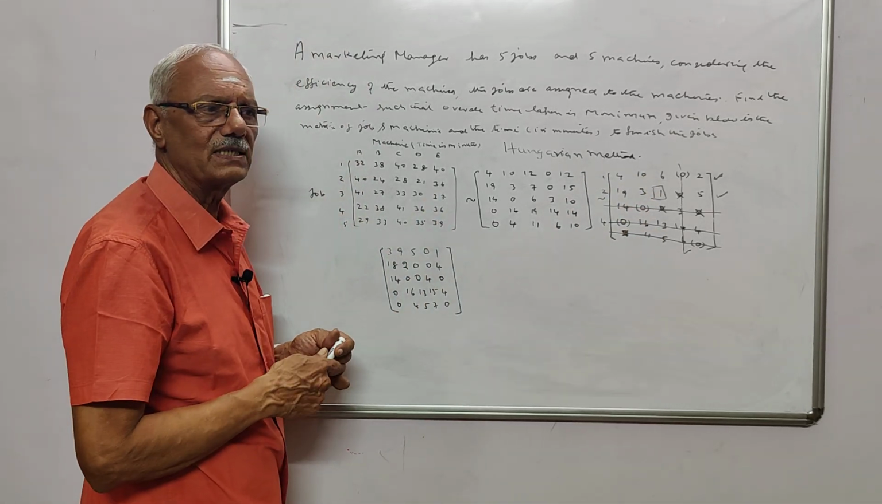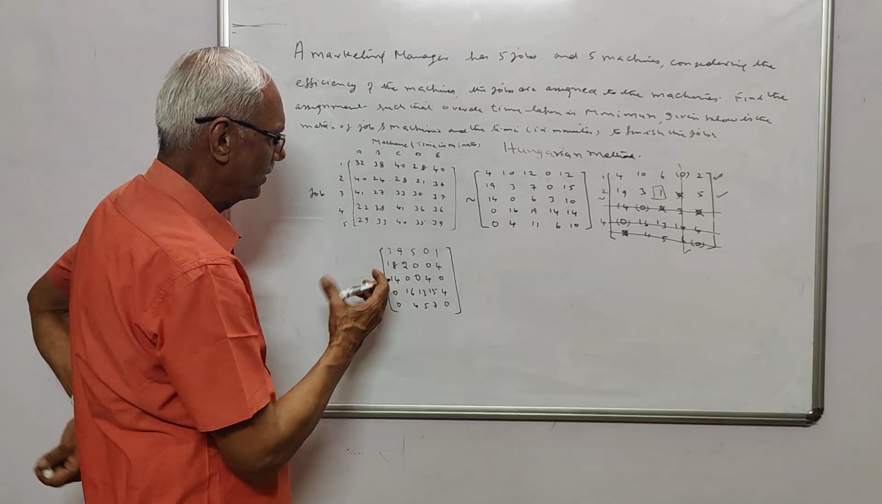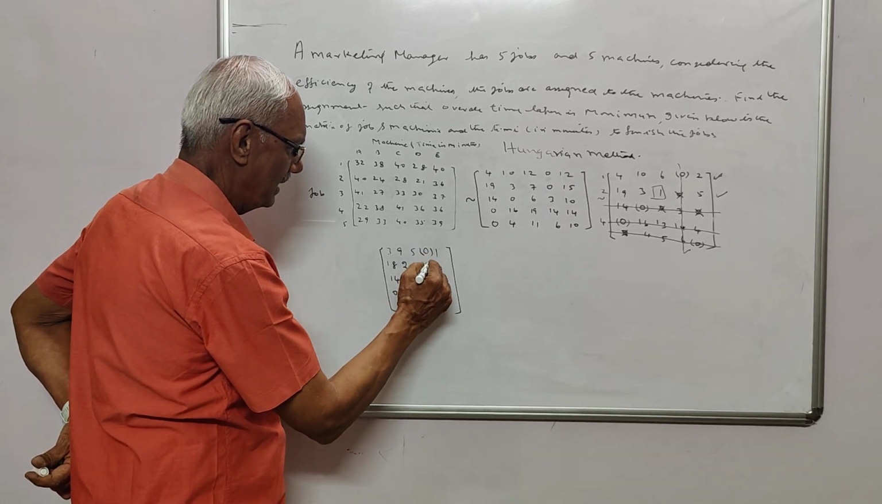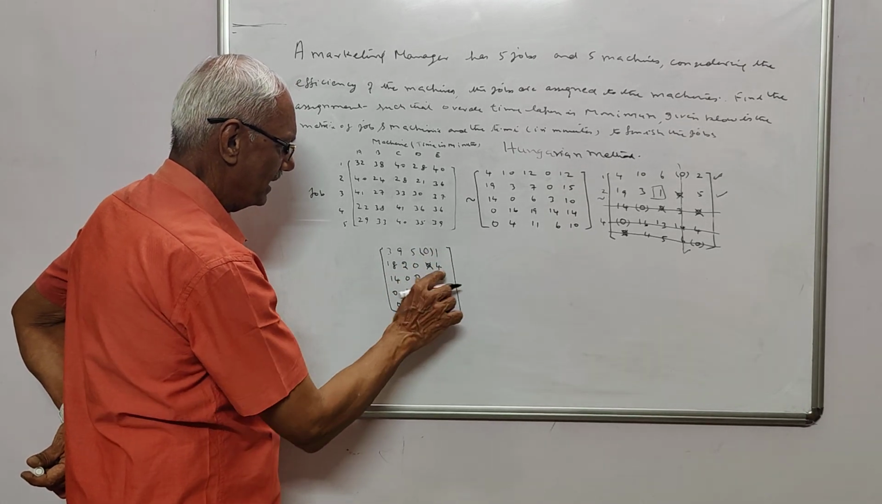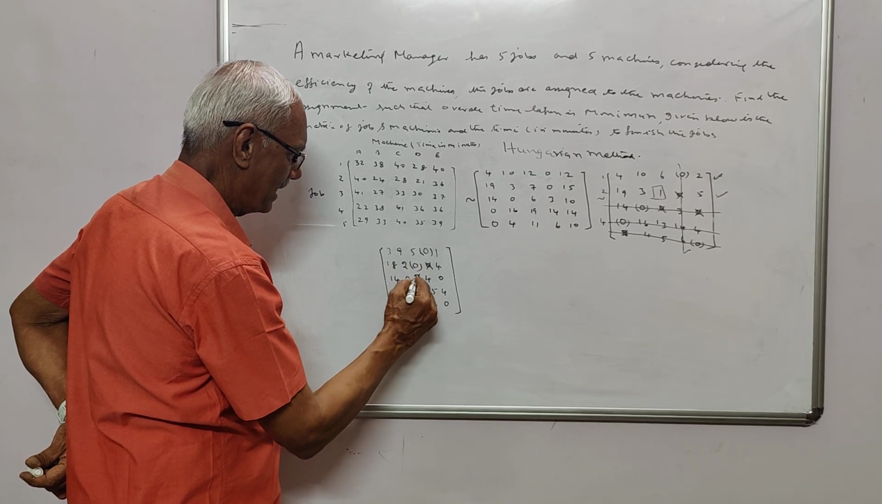Now you start your assignments again. Now come to the first row. You have got 0, only one 0. Simultaneously cut this. Come to the second row. There is only one 0. Mark this. Simultaneously cut this.